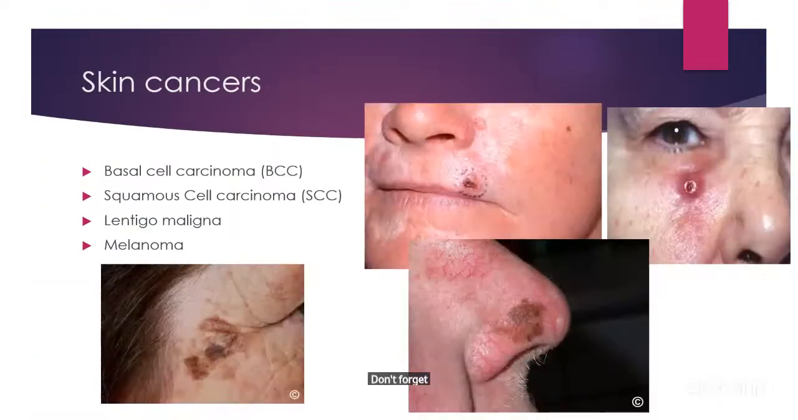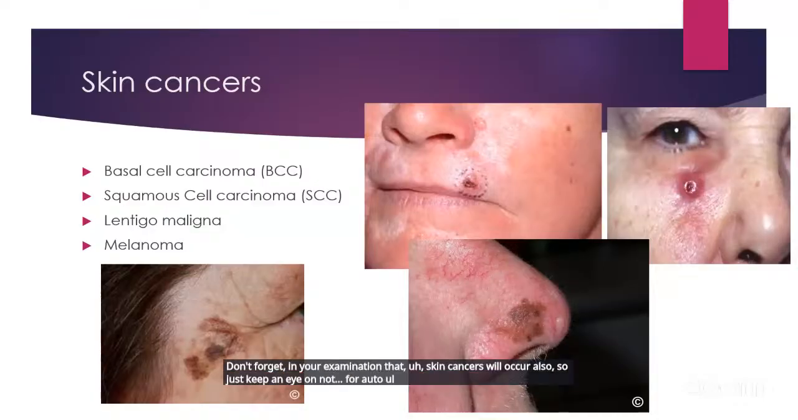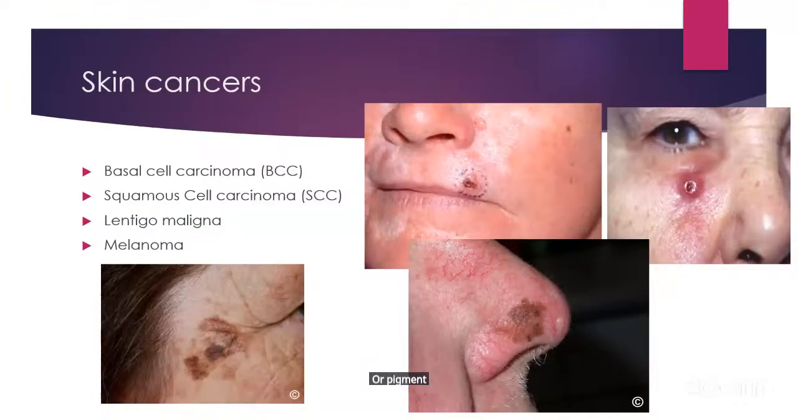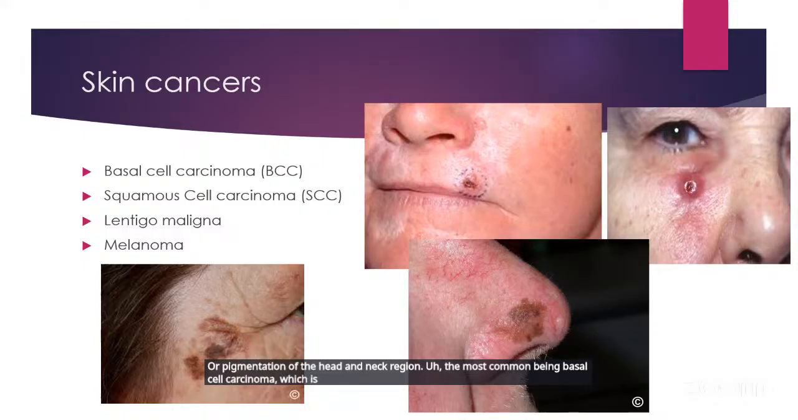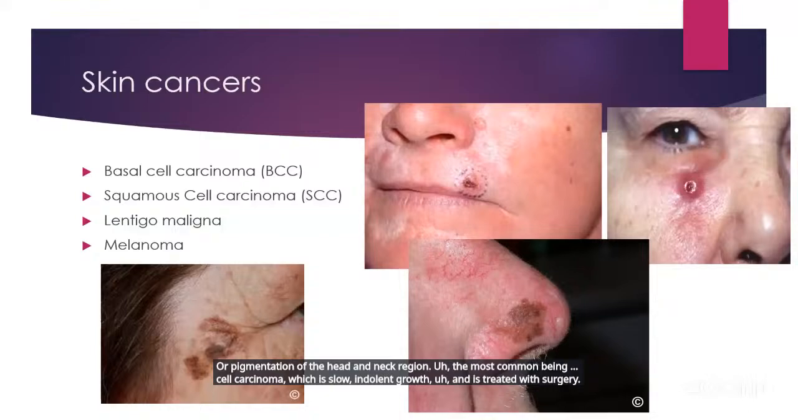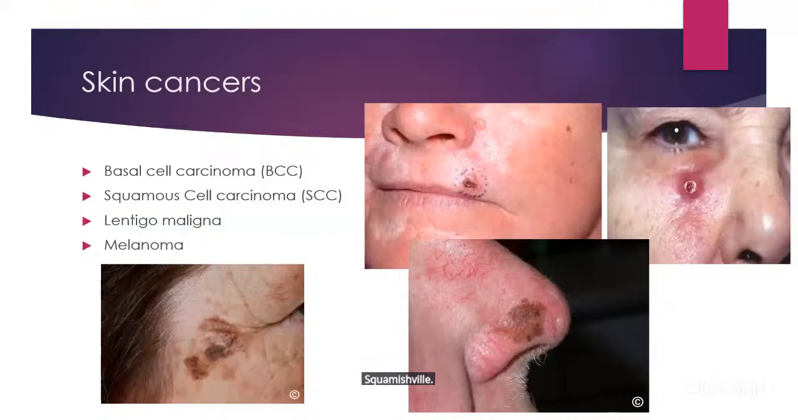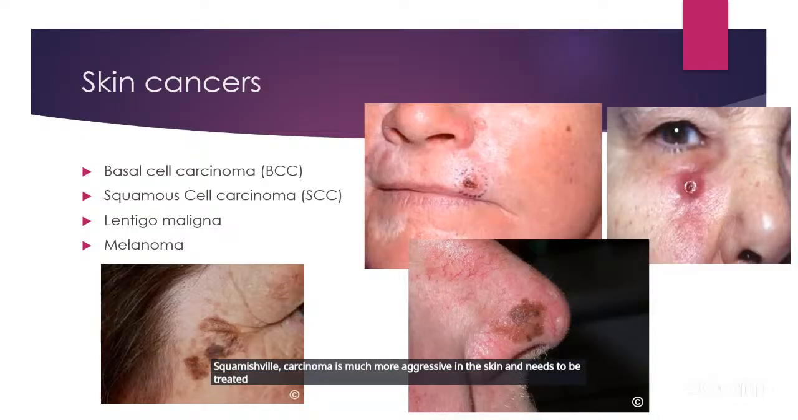Don't forget in your examination that skin cancers will occur also, so keep an eye out for odd ulceration or pigmentation of the head and neck region. The most common being basal cell carcinoma, which is slow, indolent growth and is treated with surgery. Squamous cell carcinoma is much more aggressive in the skin and needs to be treated as soon as possible.